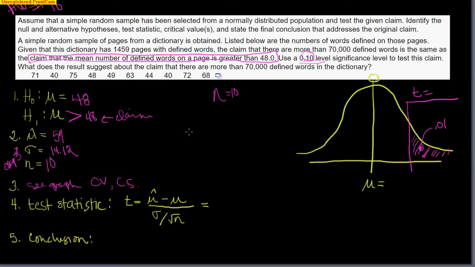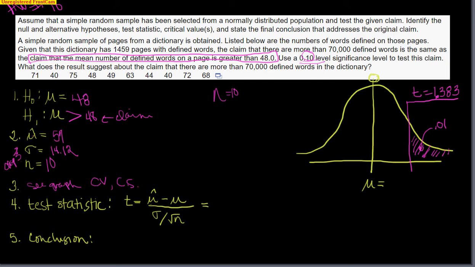Question. Okay, so let's go ahead and plot that. T was a value of 1.383. Okay. It stays positive because we are to the right of the mean. All right. Next step, find that test statistic.